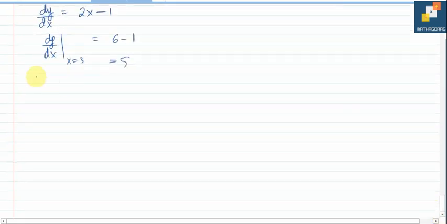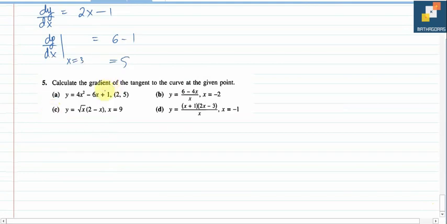Alright, so moving towards the next question. It's question number 5 from the same exercise. Calculate the gradient. Now what is gradient? We know that it's dy by dx of the tangent to the curve at the given point. The first part is y equals 4x square minus 6x plus 1, and the coordinates are given, it's (2, 5). We know that the value of x we have is 2, right?